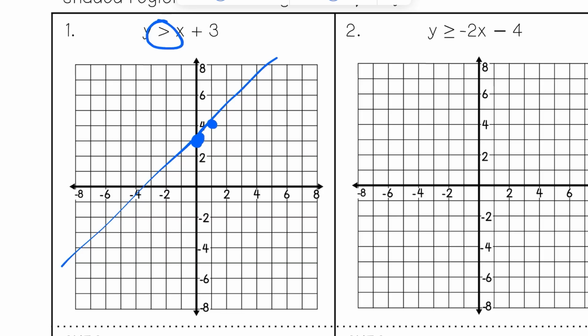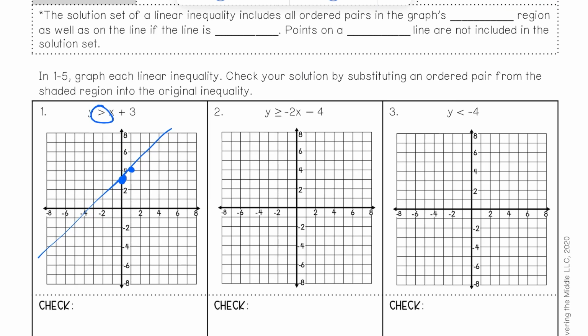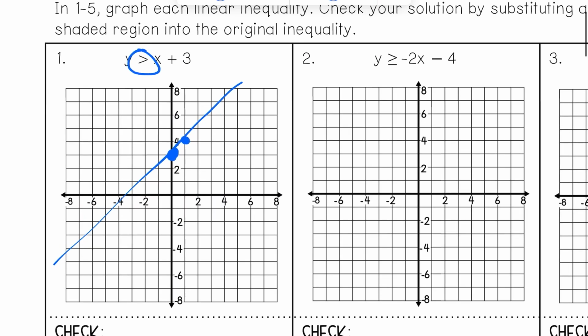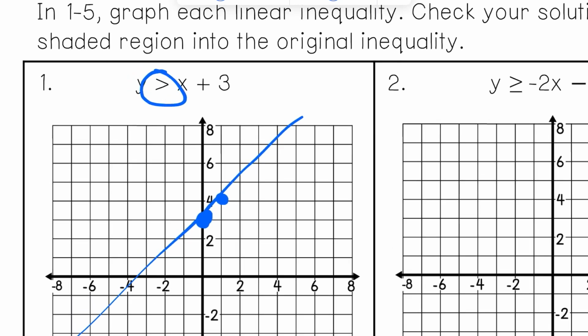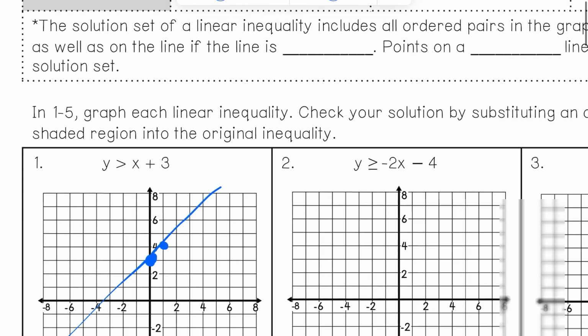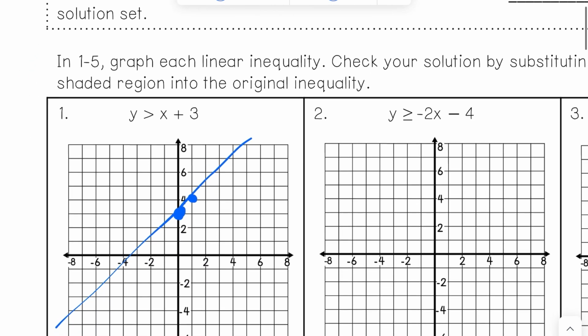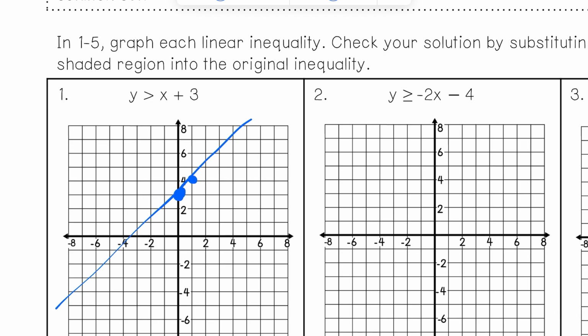Now, did I make a mistake? Well, I made this line solid without checking if it should be solid or dashed. So let's see. Based on this symbol here, it is a greater than symbol, and it is not equal to. It doesn't have that line. So let's go look. For a greater than symbol, which is right here, I need to dash my line. So let's go back and let's make a dashed line instead.